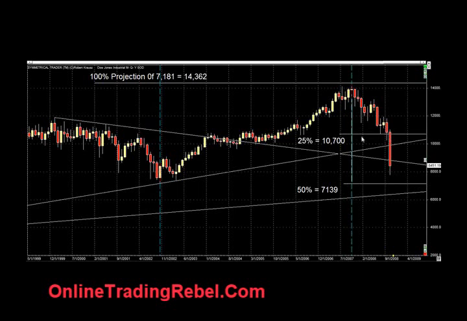Now when a market goes sideways through a major GANN level like that and then trades through it, it will tend to look for the next doubling of that percentage down. So in other words, from 25%, we're looking at 50% as the target, which means 7,139 is the current target.